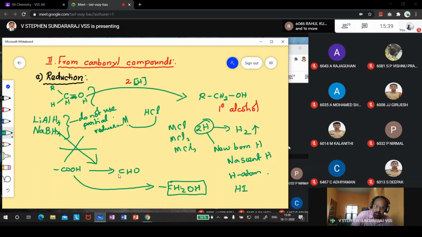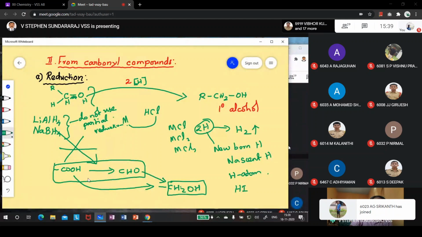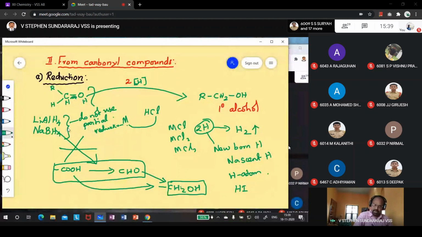But if you want to stop, see here, this is the second step. So carboxylic acid up to aldehyde or carboxylic acid up to ketone means it is a partial reduction. At that time you don't use this lithium aluminum hydride. There you will use some less effective, special purpose reagents. Those reagents you have to remember. In the Rosenmund reduction, there will be a partial reduction that I might explain once again. It will come in many places.